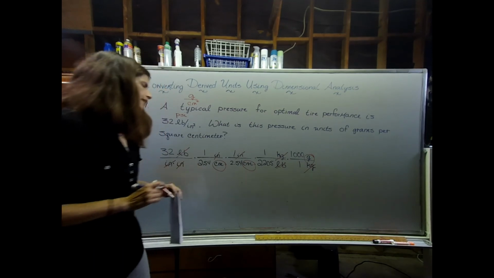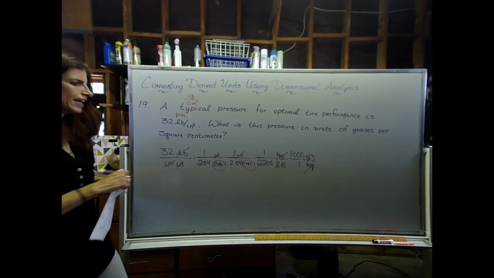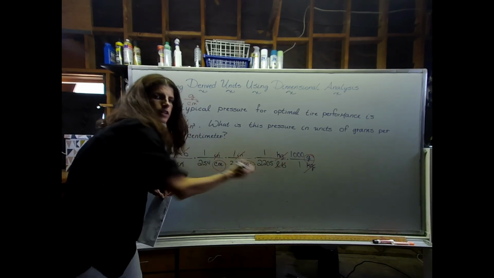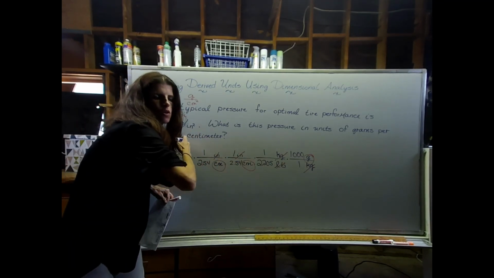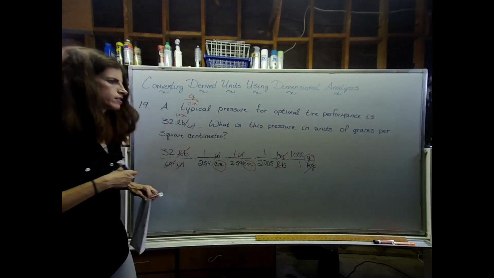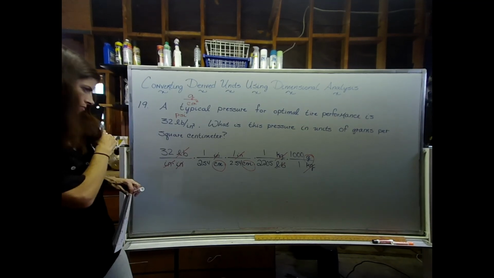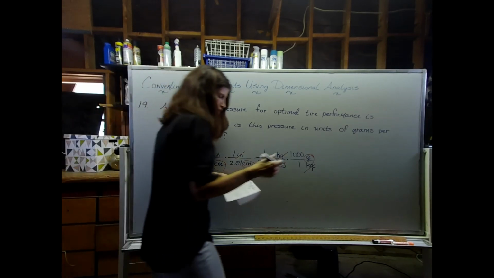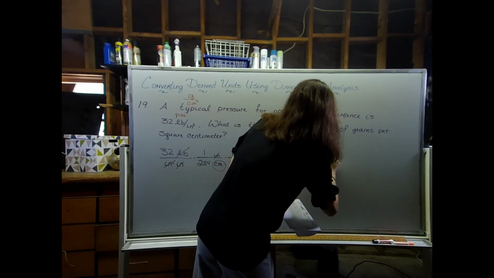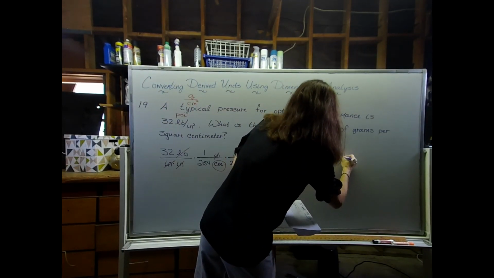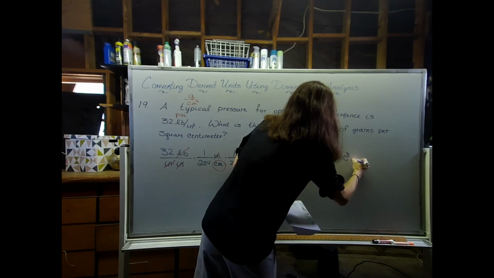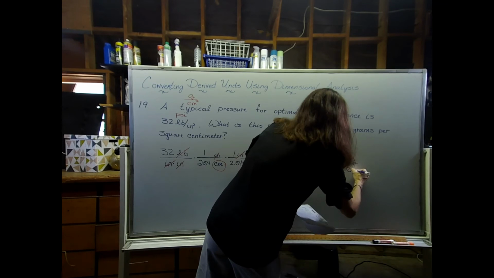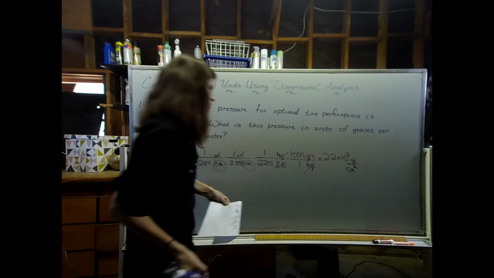One thing that I did that I just want to point out, I canceled pounds. It was over here with the pounds all the way over here. It doesn't matter. You can cancel from a really long distance. And don't forget to use parentheses. You're going to get an answer of 2.2 times 10 to the third grams per centimeters squared.